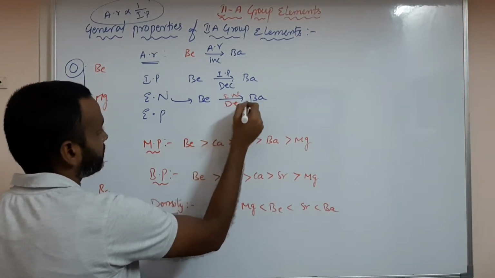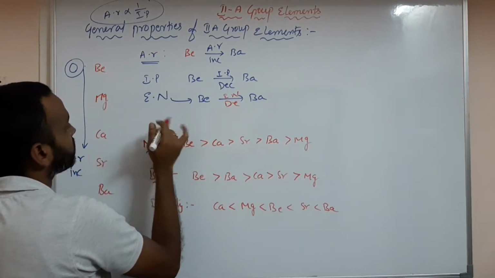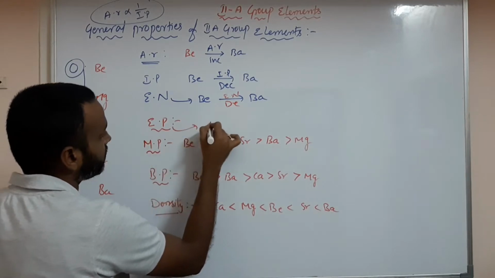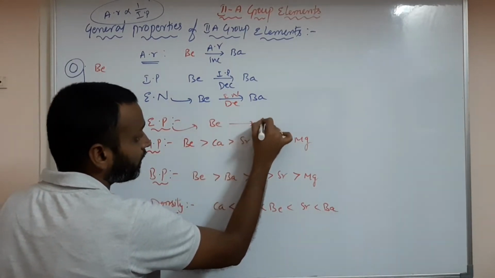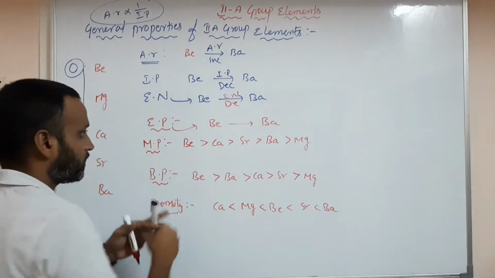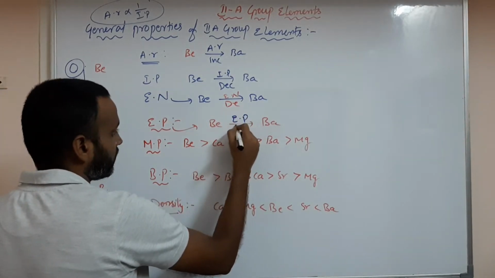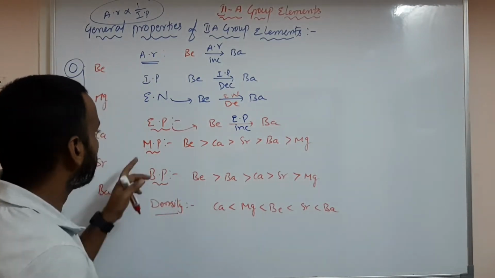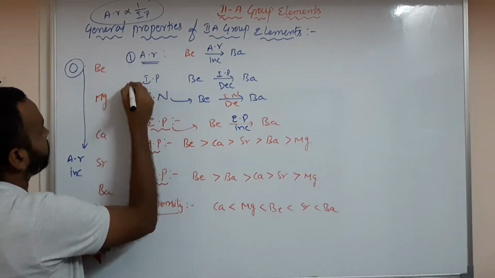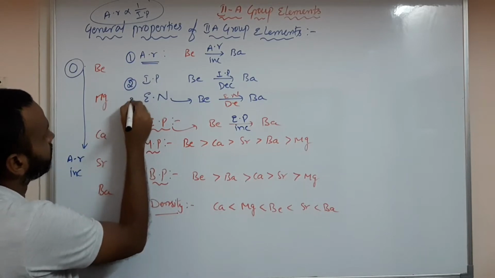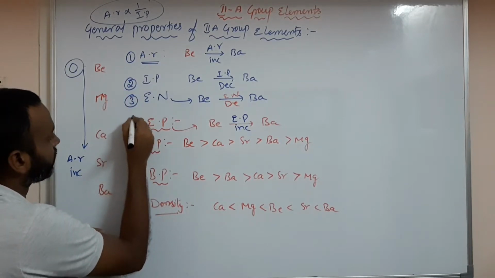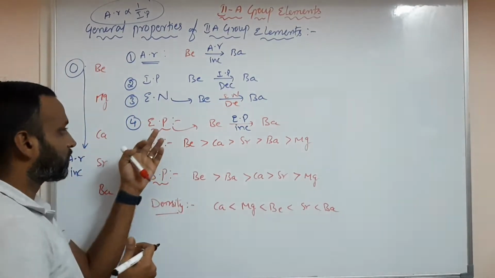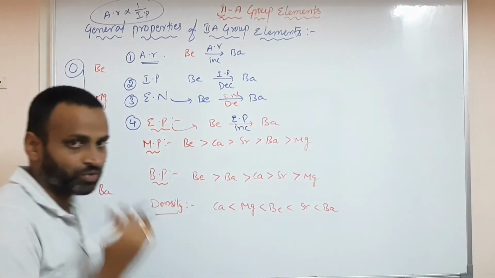electronegativity decreases. Electropositivity means losing tendency of electron. From beryllium to barium, what happens? This electropositivity increases. Next, the most important things, one by one we are learning. First atomic radius, ionization potential, electronegativity, electropositivity. Electronegativity means attracting tendency. Electropositivity means losing tendency of electron.